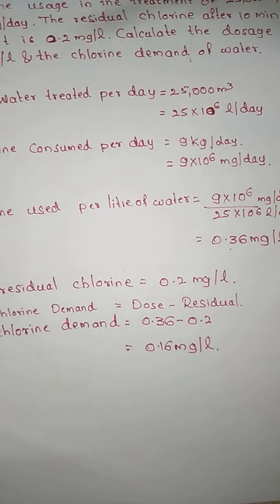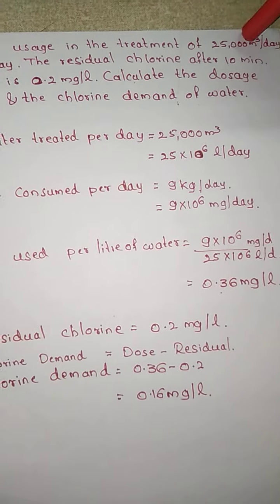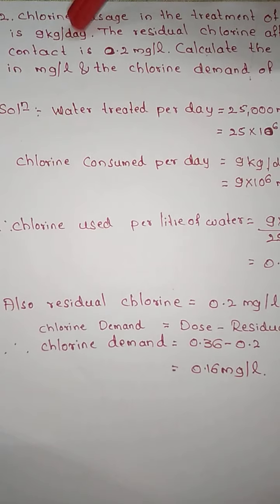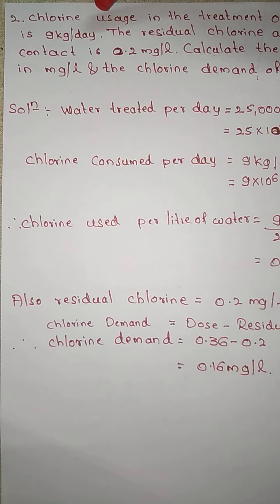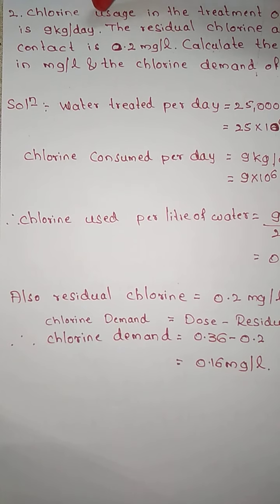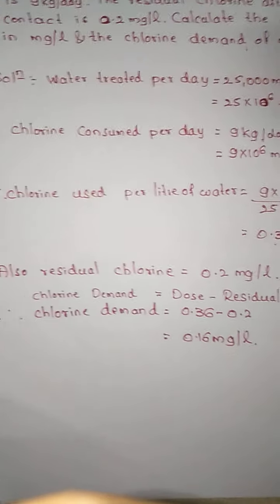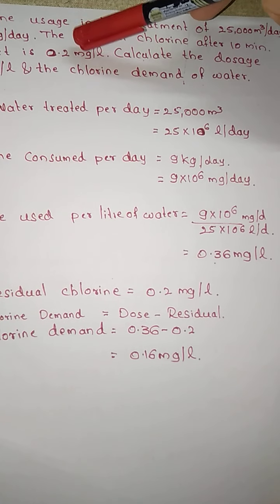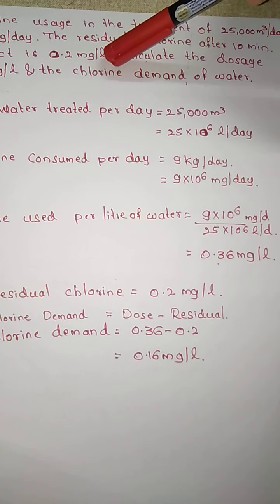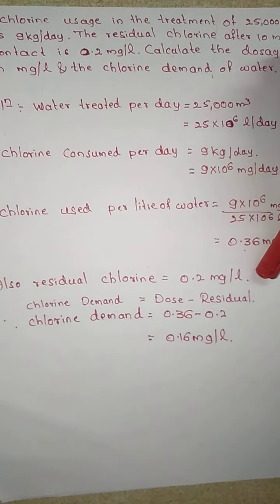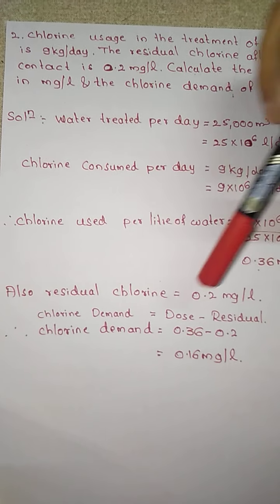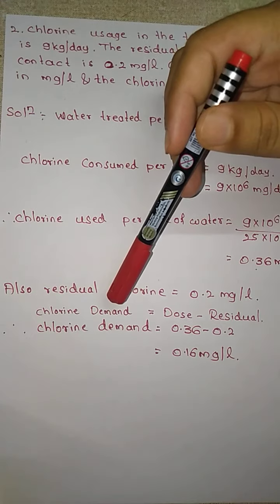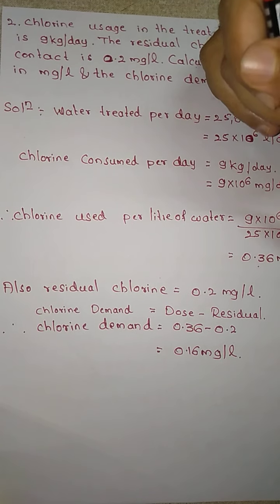They have already given in the problem, for treating 25,000 meter cube per day of water, we are requiring around 9 kg per day. So this is directly the dosage they have given. Now residual chlorine, how much are they telling? They are telling after killing the microbes, 0.2 mg per liter of the residual chlorine is remaining. So if you remember the formula, dosage is equal to chlorine demand plus residual chlorine. So dosage we have determined.